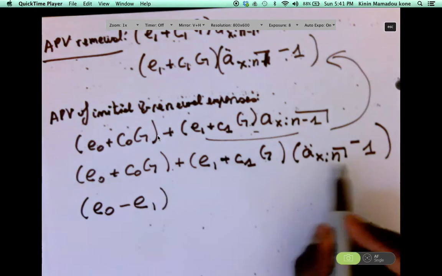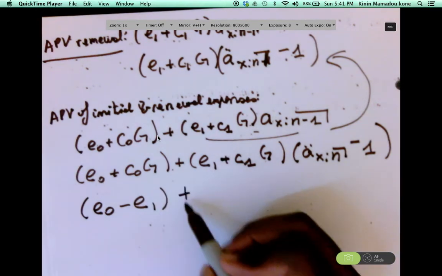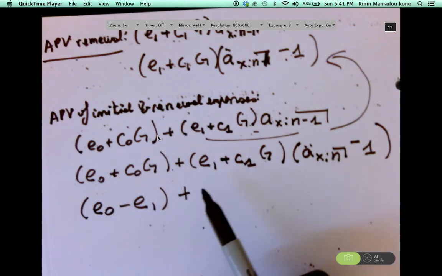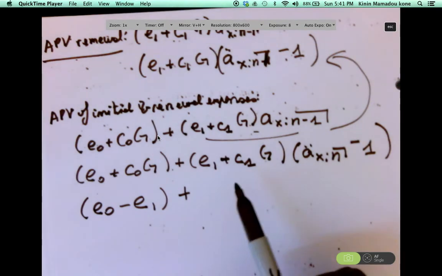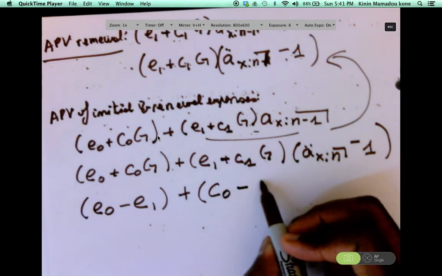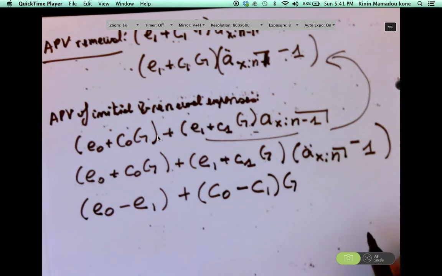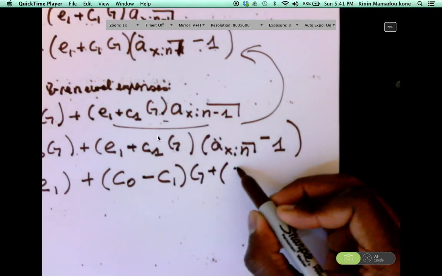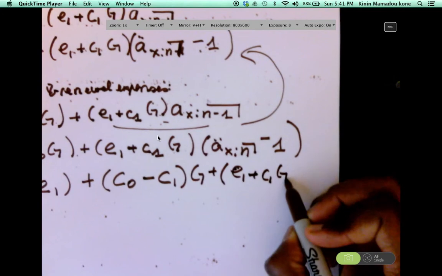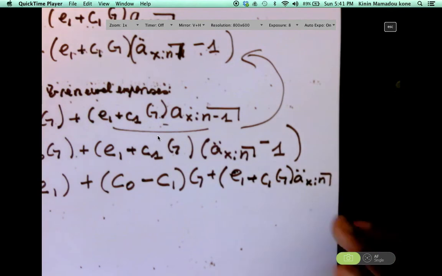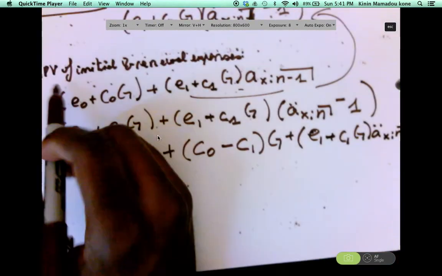You can express that as E0 minus E1, so you subtract all the per policy expenses, year 1 minus the following years, plus the percentage of premium in the first year minus the second year, and you multiply that by the premium, plus the last expression, C1 E1 plus C1 G, A G X equal N. Okay, so that's what you get for the actual present value of initial and renewal expense.